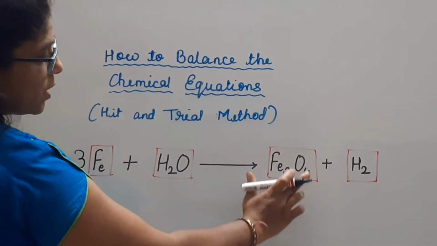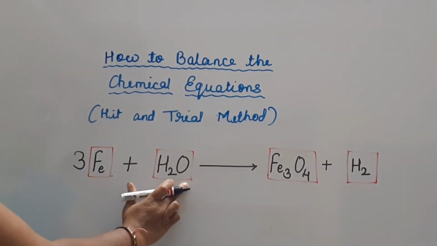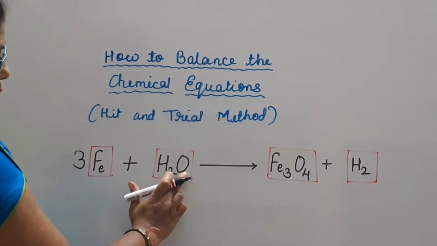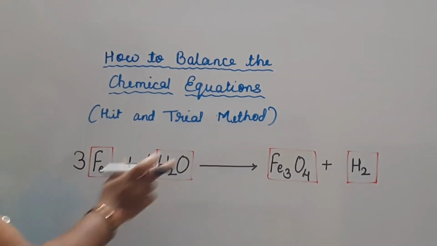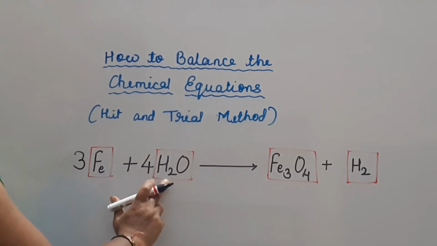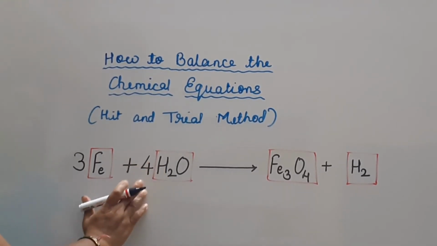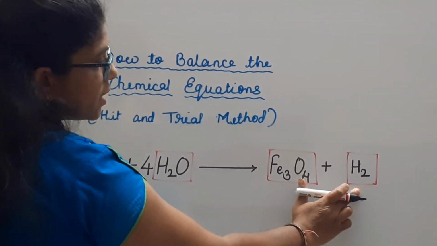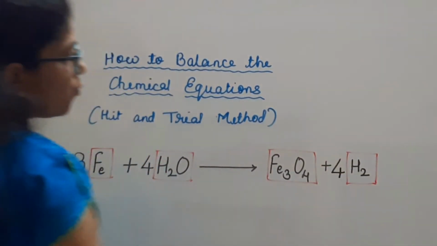On the product side we find that the number of oxygen atoms is 4, while on the reactant side it's 1. As I said, we cannot disturb the molecular structure of the substance. So to make the number of oxygen atoms 4 here, we have to write 4 outside this box. When we write the number outside the box, this number is applicable for the entire molecule. So now when we write 4 here, the number of hydrogen atoms becomes 8. Now the number of hydrogen atoms is 8 on the reactant side, while on the product side it's 2. So let us balance the number of hydrogen atoms by writing 4 here.